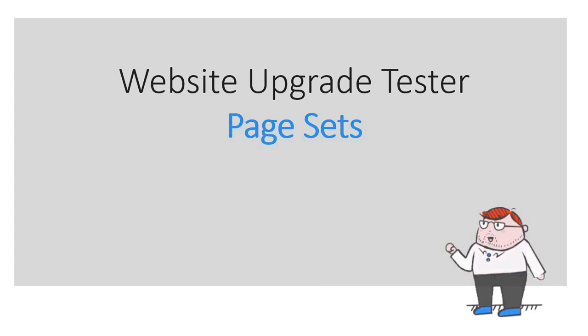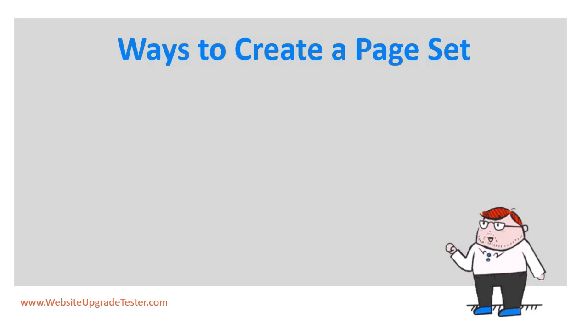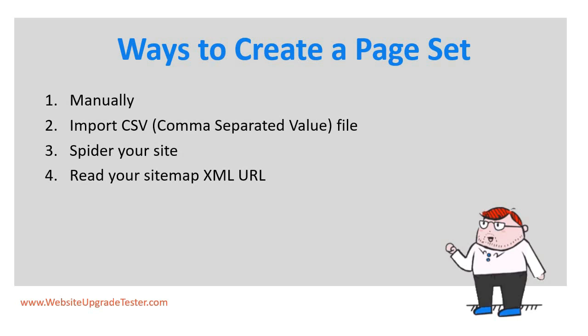Page sets are simply the list of pages on your website that you want the tool to test, and certain properties for those pages. You can test all of your site's pages or a subset. It's up to you. There are 4 ways to create a page set: manually adding URLs, importing a comma-separated value CSV file, having the tool spider your site, or importing the pages specified by your sitemap XML URL.